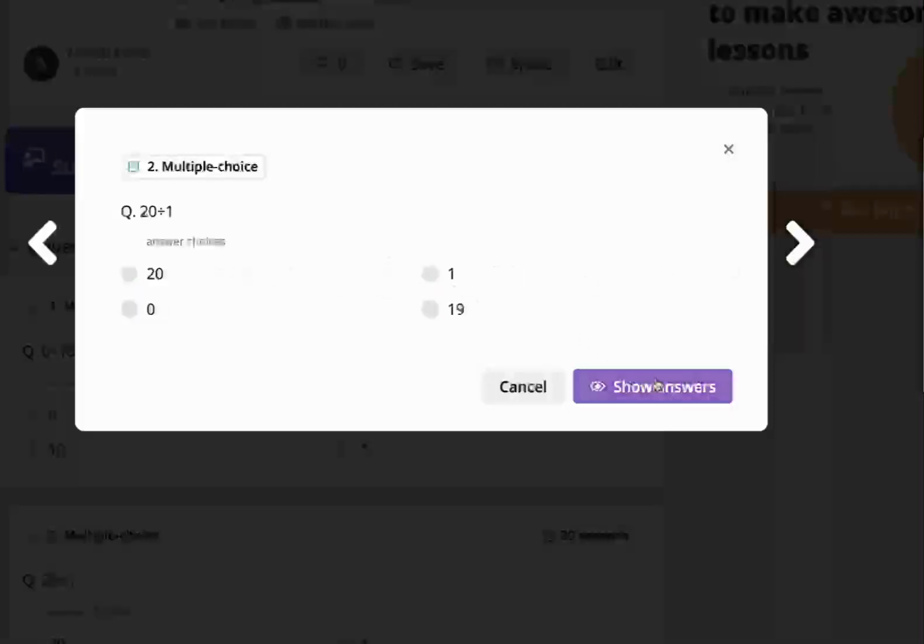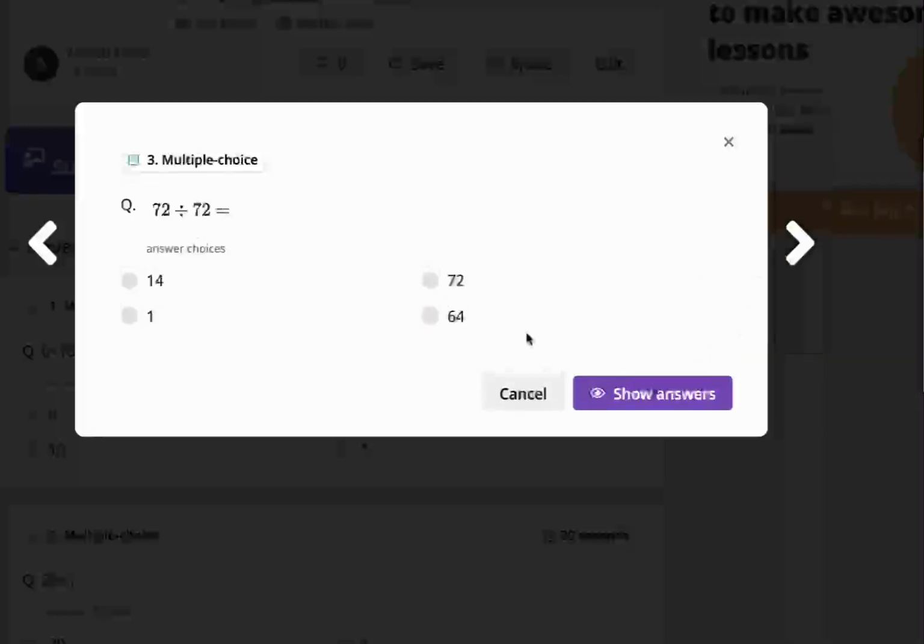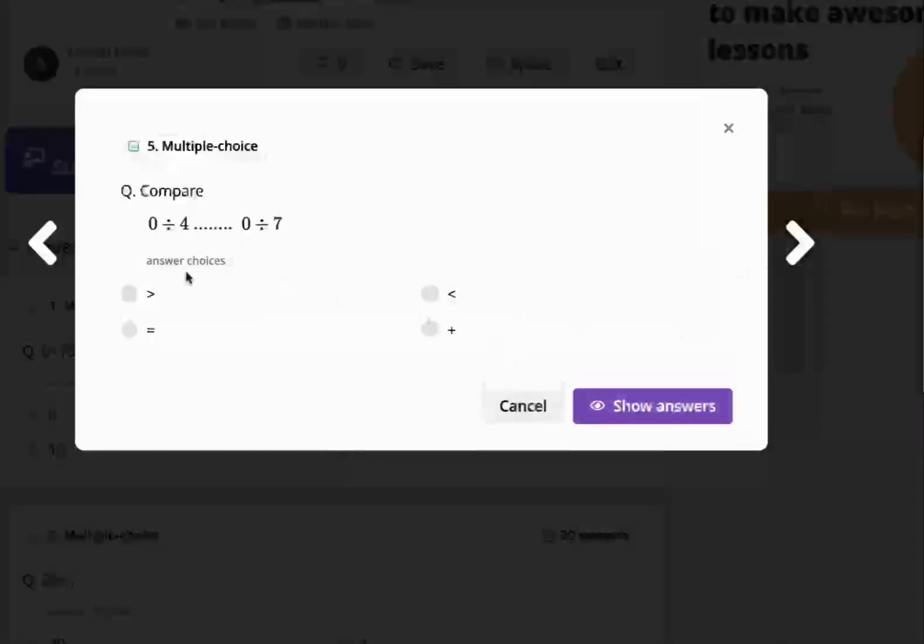20 divided by 1 equals 20. 72 divided by 72, any number divided by itself, equals 1. 4 divided by 0, this one cannot be done. Here compare 0 divided by 4 and 0 divided by 7. 0 divided by 4 equals 0 and 0 divided by 7 also is 0. So, equal.